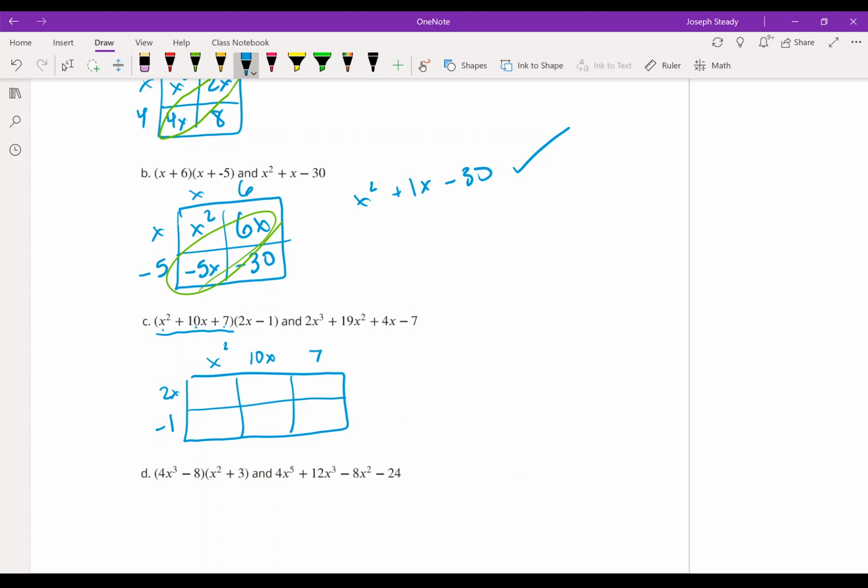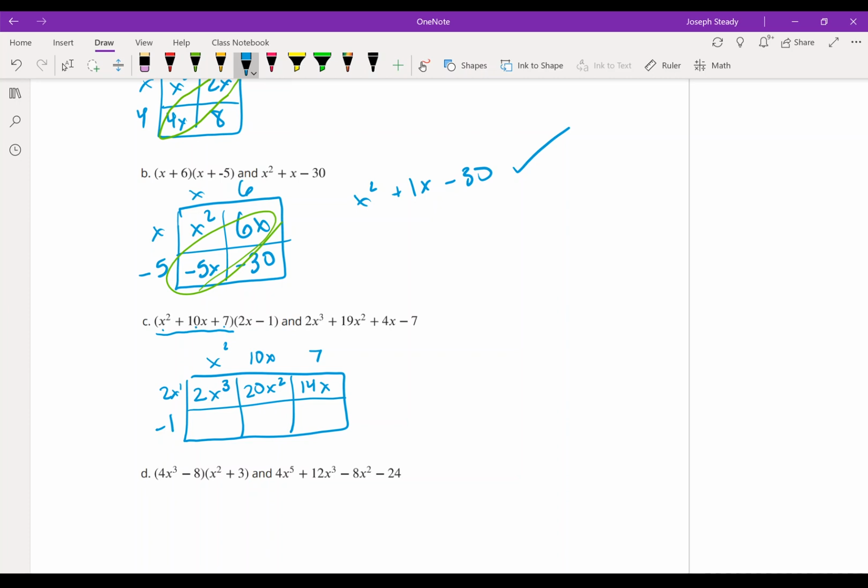2x times x squared. Well, 2 times 1 gives me 2, and then x times x squared is now x to the third. Remember, we add the exponents, and that's an invisible x to the 1. 2x times 10x is 20x squared. 2x times 7 is 14x. So we've done all that multiplying.